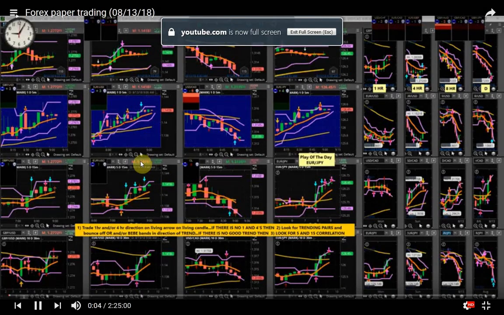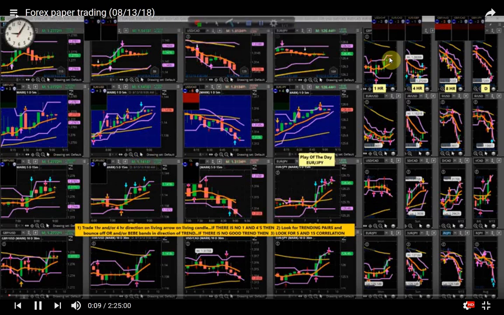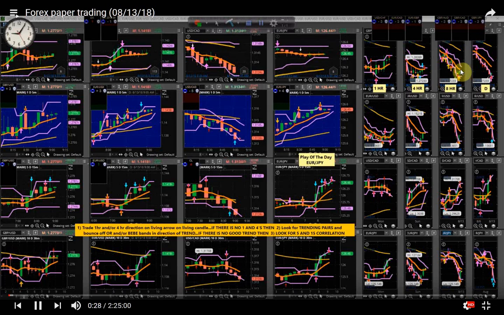Okay, so look at the 1 and 4s again. GU's got a 1 hour here, it's got a 4 hour here, EU's outside here, it's touching the BB band here. What might happen here, because we have these strong signals on the 8 hours, is price may continue to go up for a while until we touch this orange line here. Okay, but there will then be a reversal.